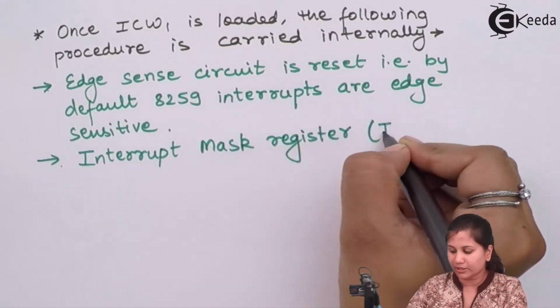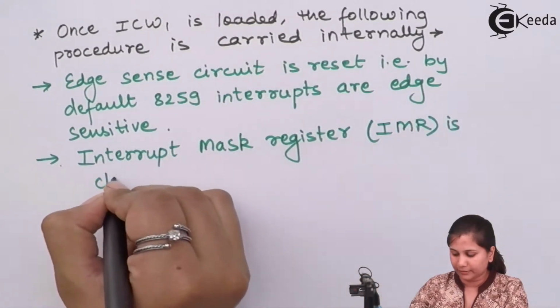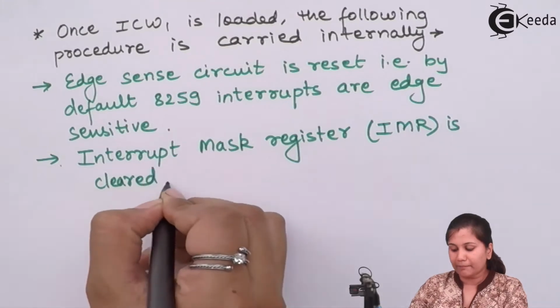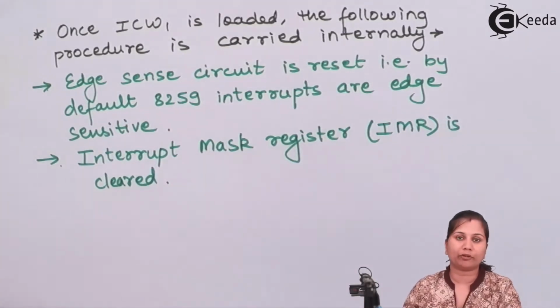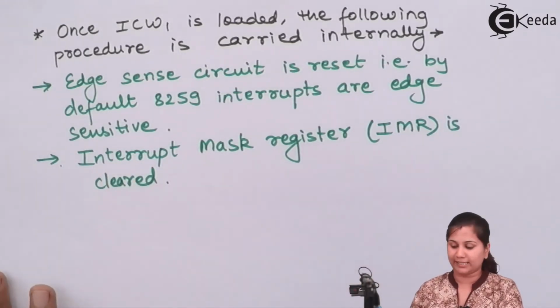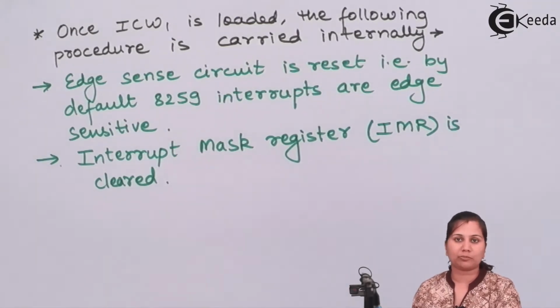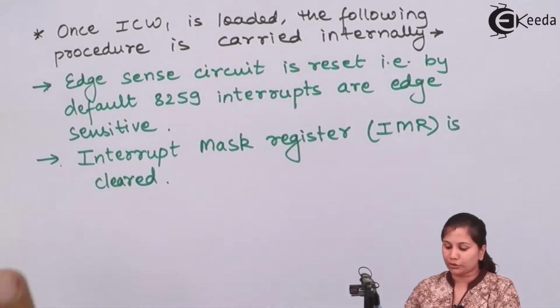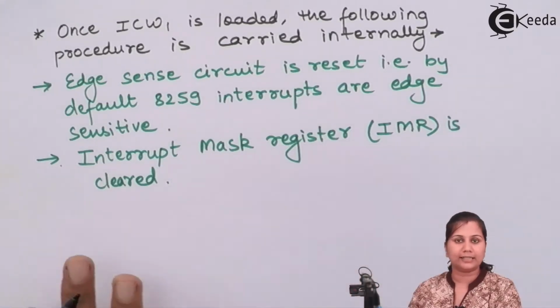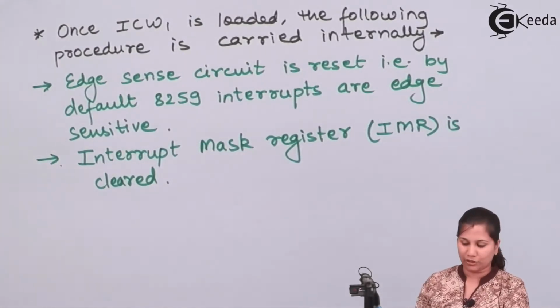the interrupt mask register IMR is cleared. This interrupt mask register stores the information about the interrupts which are masked. Okay, so initially at the time of initialization, all the interrupts are in unmasked condition. No interrupt is masked by the 8259. So this IMR register is cleared when the 8259 IC is initialized.